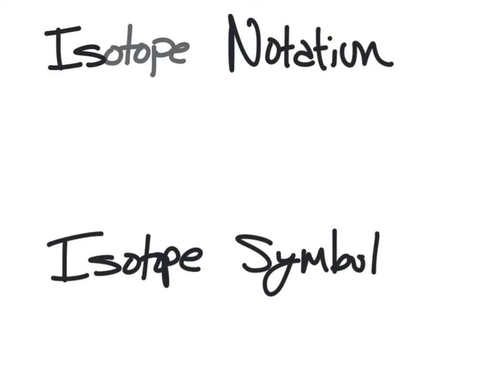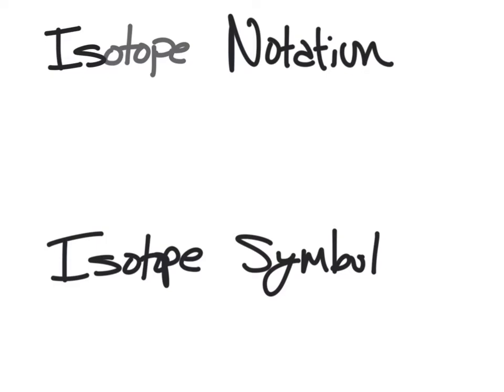You'll need a periodic table and the worksheet the substitute handed out to you today. We're going to talk about isotope notation and isotope symbol. These are ways that we write the information about an atom's nucleus. There are two different ways to do it.